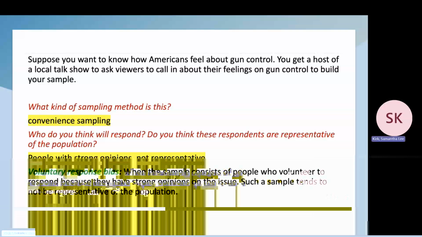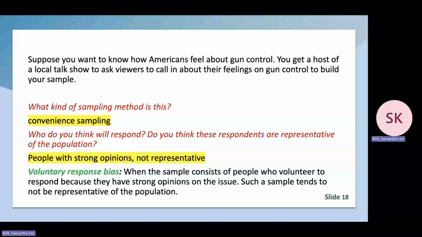This is something we call voluntary response bias. That's when the sample consists of people who volunteer to respond because they have strong opinions on an issue. Such a sample tends to not be representative of the population.